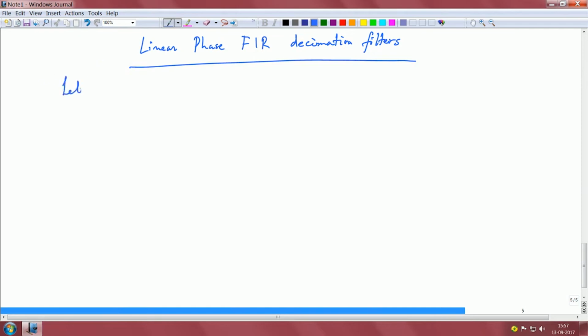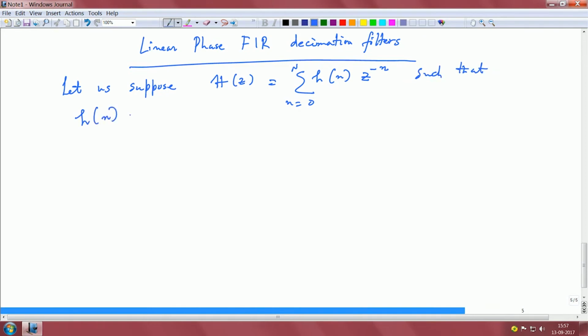So let us suppose we have a filter with impulse response h of n such that h of n equals h of N minus n. I mean, this is symmetric, right, this is symmetric.